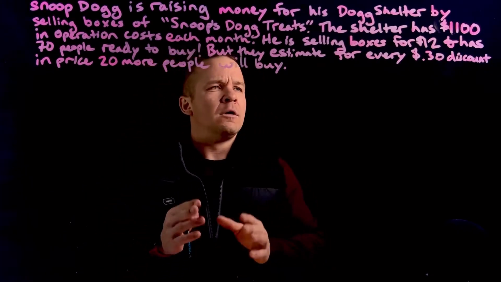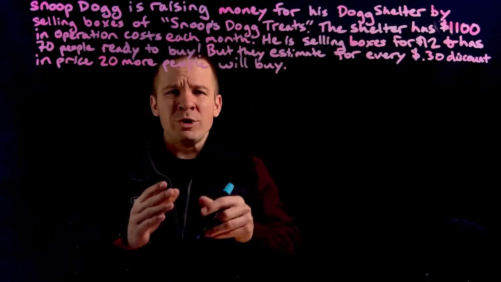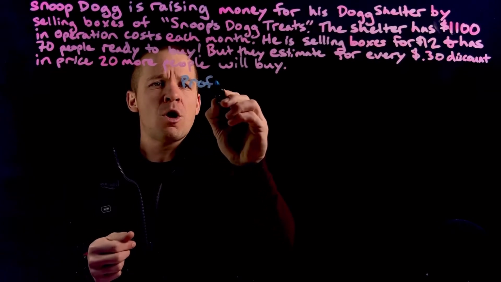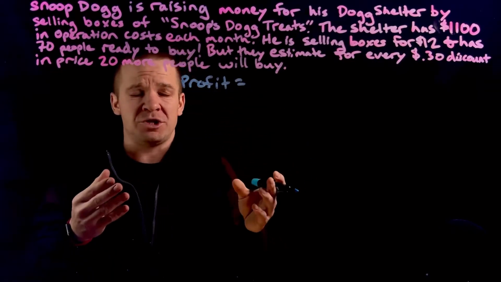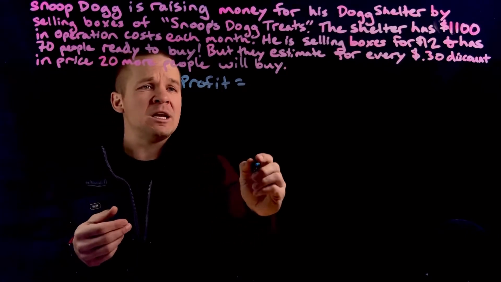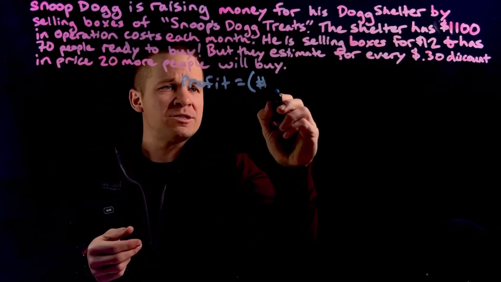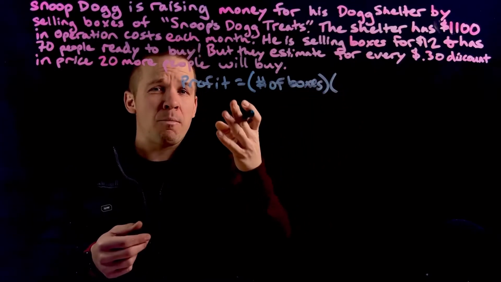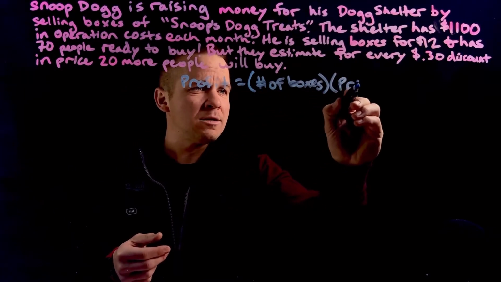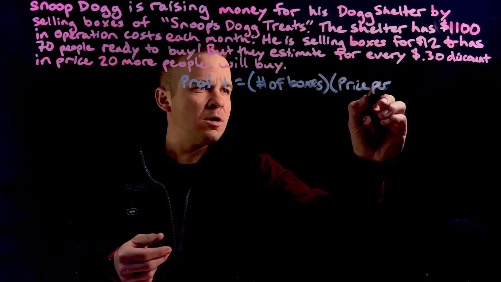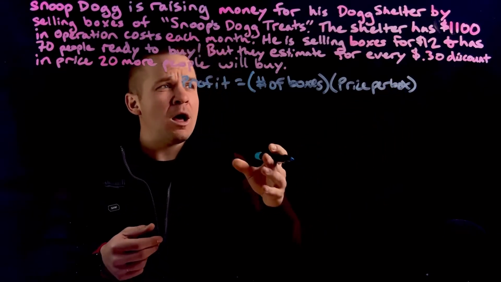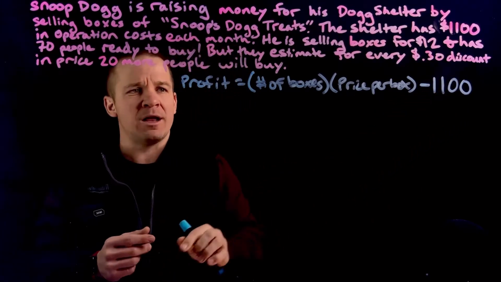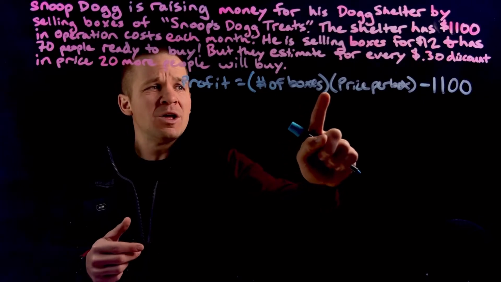All right. So I think first off, we should write a profit function, but I'm going to start out with words. So let's say we got profit. What is the profit equal to in this particular situation? Well, my profit is going to be equal to the number of boxes sold, so number of boxes sold, then the price of the box, so price per box. And then I'm going to have to subtract out my operation cost, that $1,100.